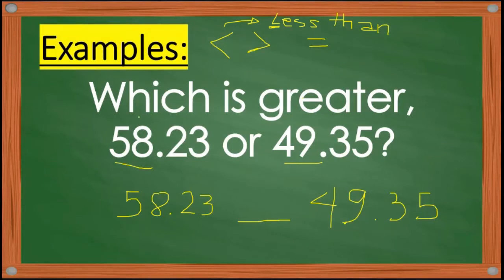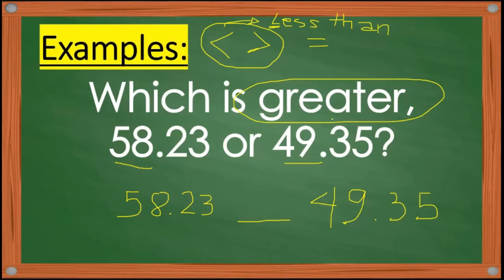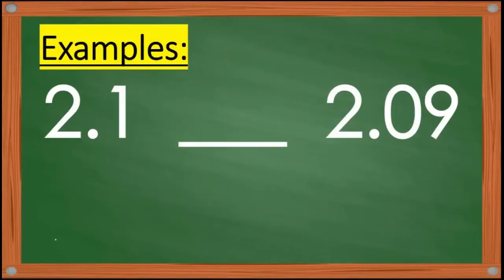Let's go back to our example, which is greater. Take a look at the symbol of less than and greater than. The word greater, mas malaki. Ano yung mas malaki? Kakainin niya si 58.23. How about even though one digit lang yung decimal number dito sa ating left side, yung 2.1, at yung dito sa right side is 2.09, ganito ang gagawin.